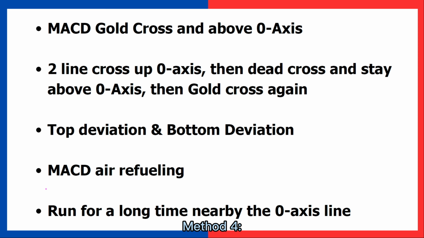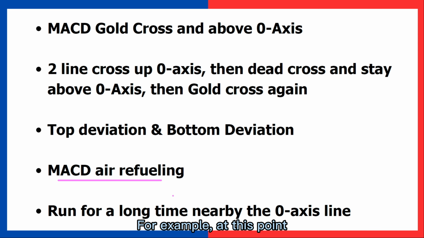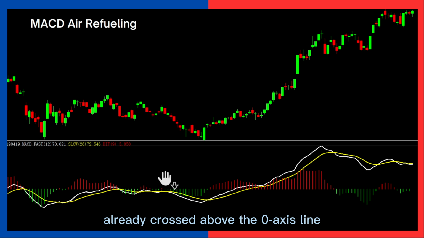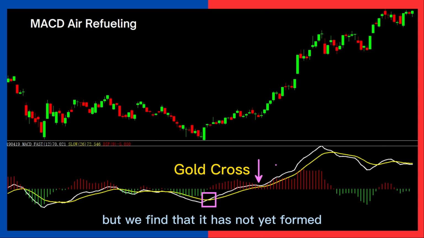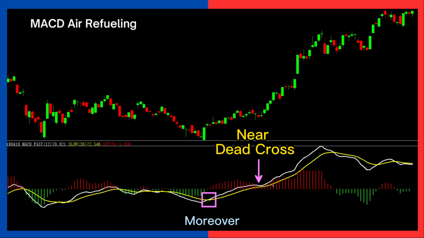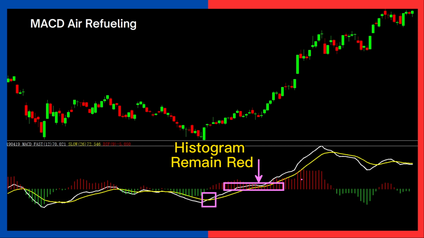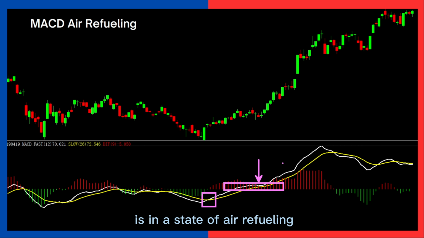Method 4 is the MACD Air Refueling method. For example, at this point, the white line and the yellow line have already crossed above the zero axis line. At this point, it seems that the dead cross is about to form, but we find that it has not yet formed. Moreover, we find that the histogram has been in a red state all along. This indicates that the current attack index is in a state of air refueling.